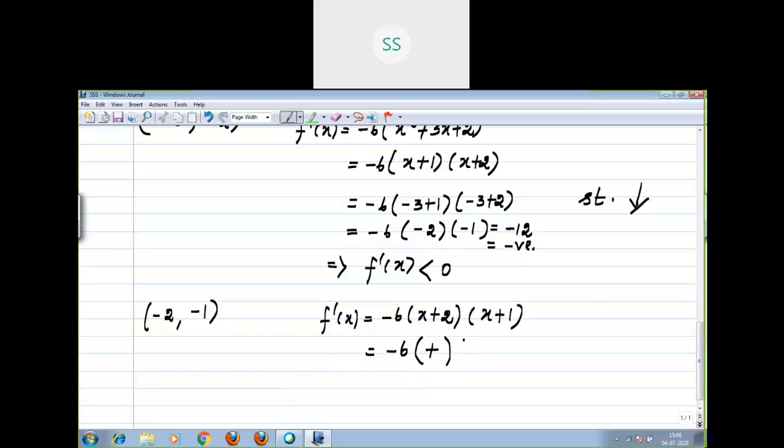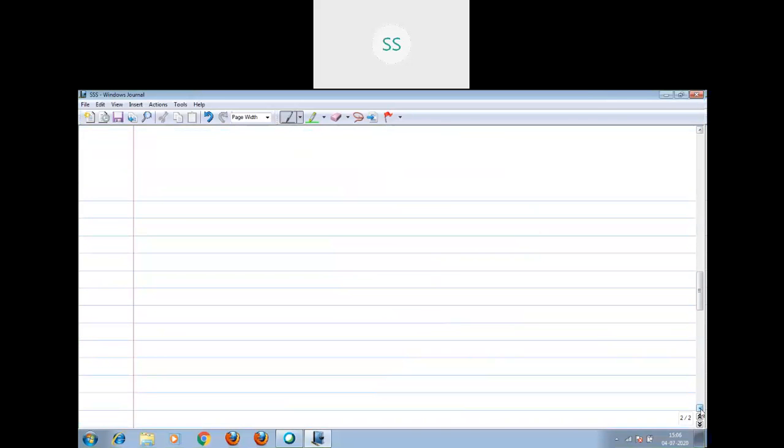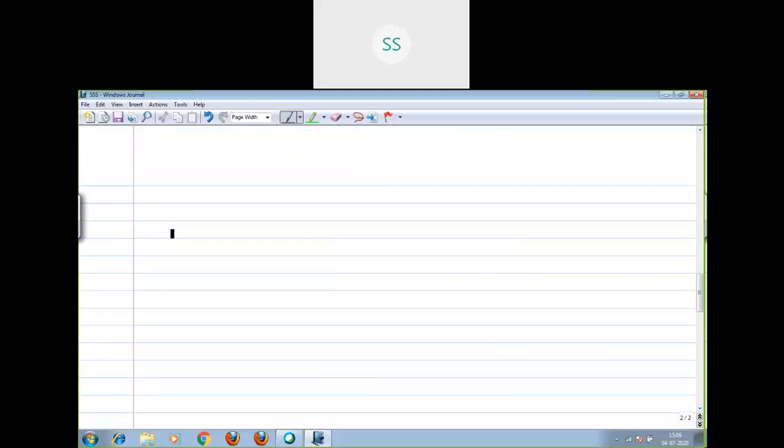So now we'll pass on to the next. How will it act, you see. Minus 1.5 plus 1, here you arrive at negative. Now you see, negative into positive, negative; negative into negative, positive. That means f dash of x is greater than 0. Greater than 0 means what is your function? Function is increasing. Now the next interval is what? Minus 1 to infinity.